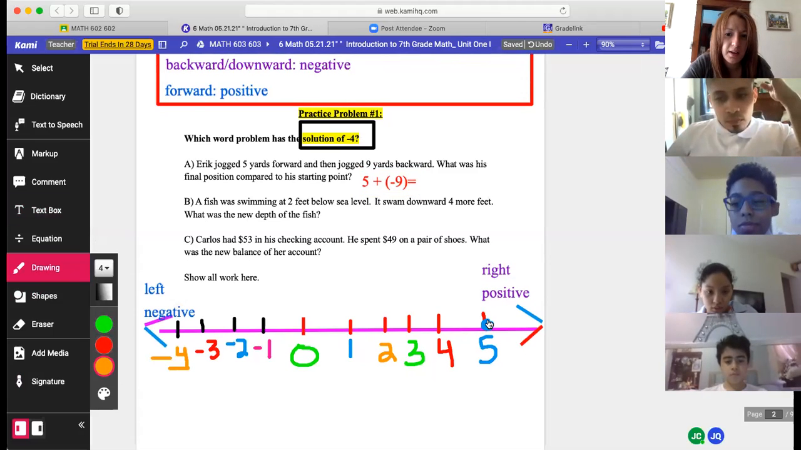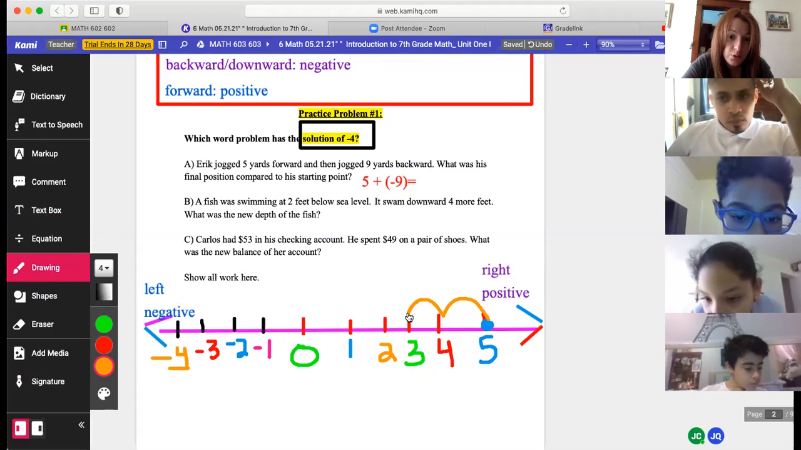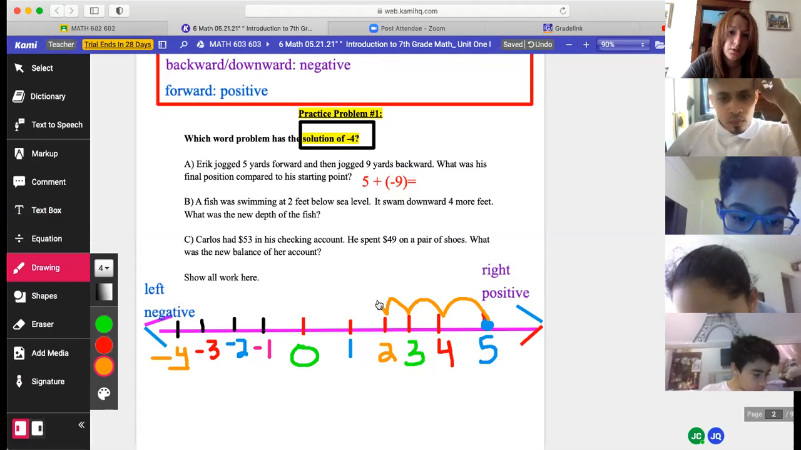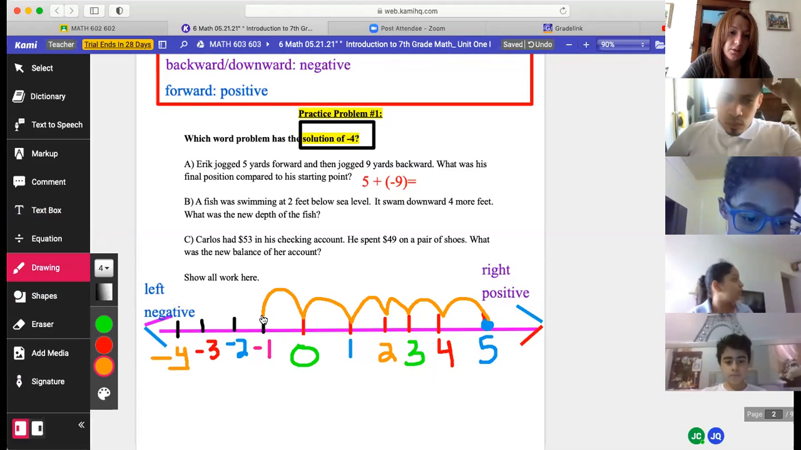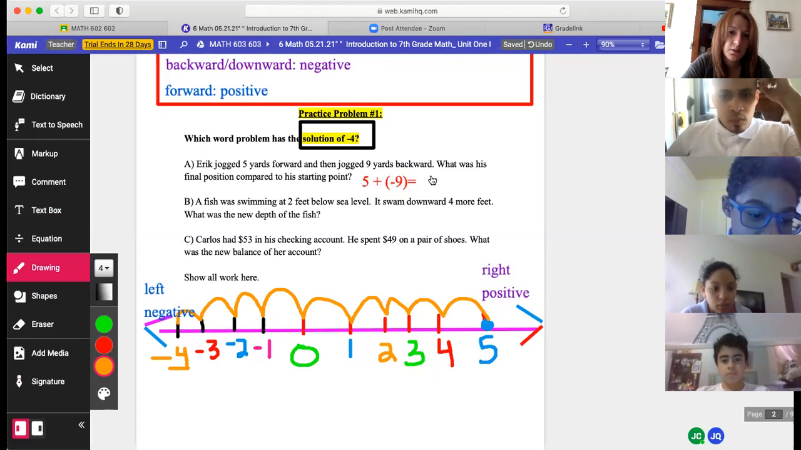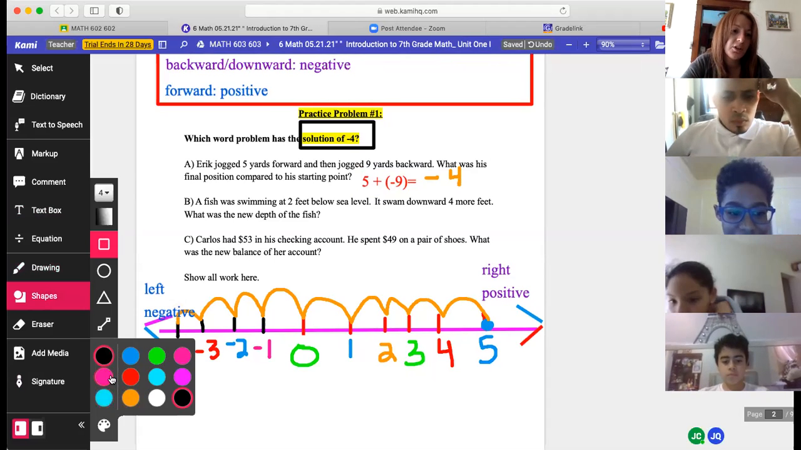Okay, count with me. Ready? 1, 2, 3, 4, 5, 6, 7, 8, 9. So this would be negative 4. We already know we have the answer, but we're still going to continue on the problem.